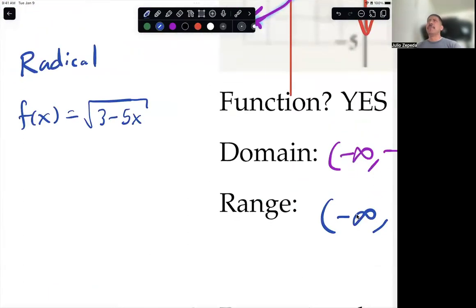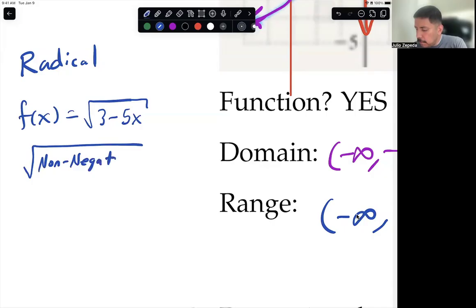With radical functions, we run into a problem with the square root whenever we try to take the square root of a negative number. In this class, we will not be taking square roots of negative numbers. We will say that the square root of a negative number is not a real number. And so when we take a square root, whatever we're taking the square root of needs to be non-negative, not negative. What's another way that we could say something is not negative? If we want 3 minus 5x to not be negative, then it needs to be either positive or equal to 0.